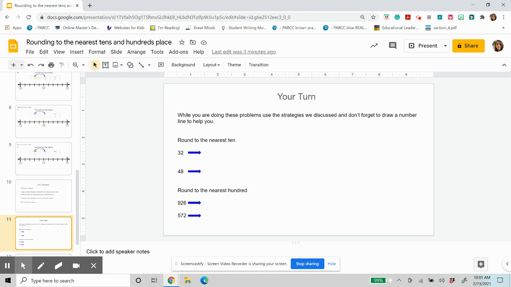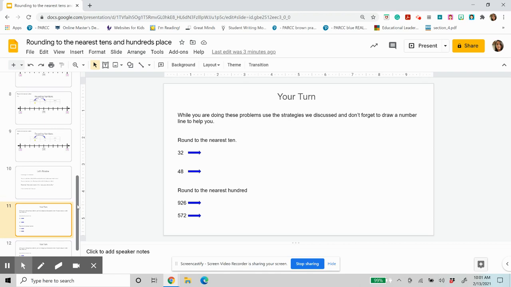And you can pause the video right here while you do the work. And then when you're done, unpause it so you can see how you did.